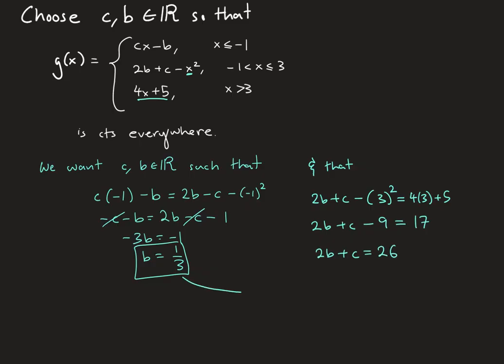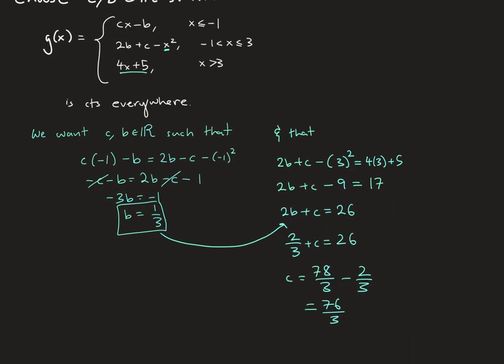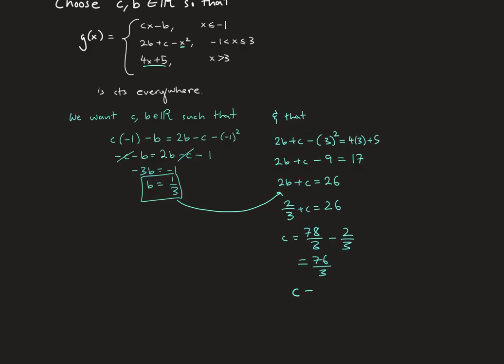But b is 1/3. So 2/3 plus c is equal to 26. My favorite way to say 26 is 78 over 3. So c is equal to 78 over 3 minus 2/3. And that's the same thing as 76/3. That's pretty gross, but at least it's some sort of answer. c is equal to 76 over 3.